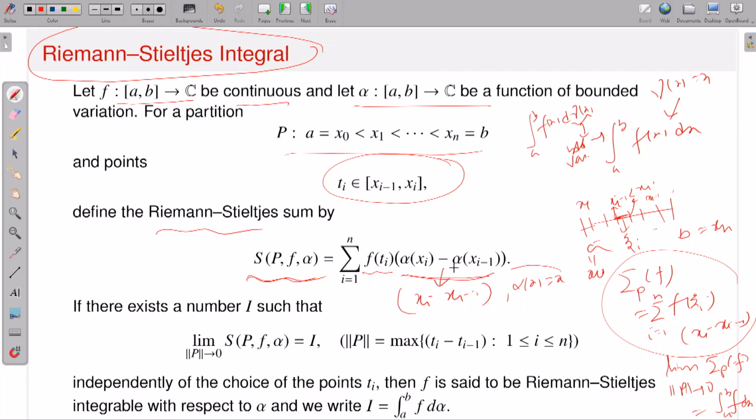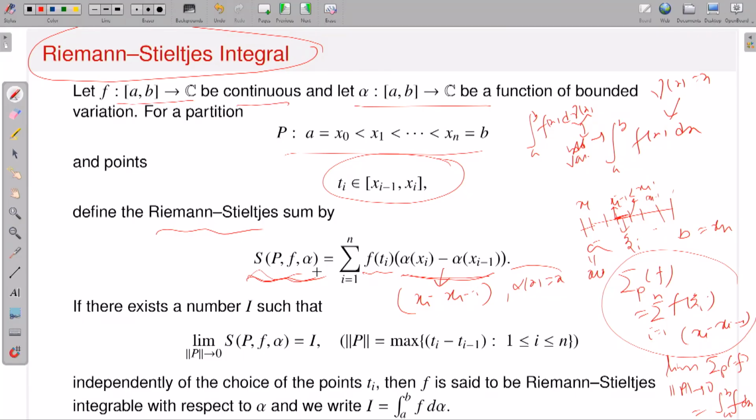So this time I am given a function f, given a function of bounded variation alpha, given a partition P. Then I will have this sum S(P, f, alpha), which is nothing but the value of the function at some point ti in xi minus 1 to xi, times alpha of xi minus alpha of xi minus 1. So this is the corresponding Riemann sum.